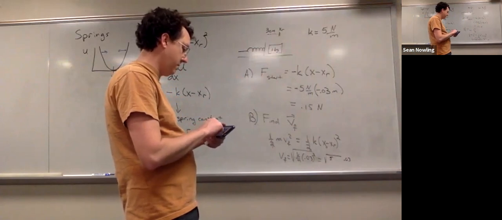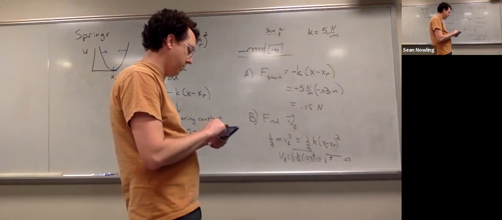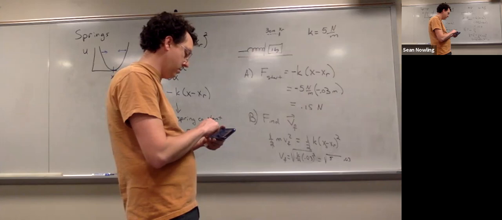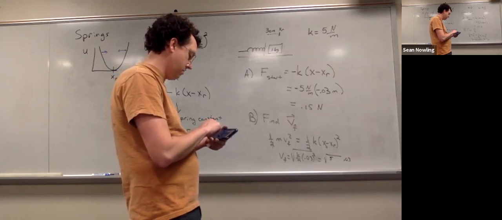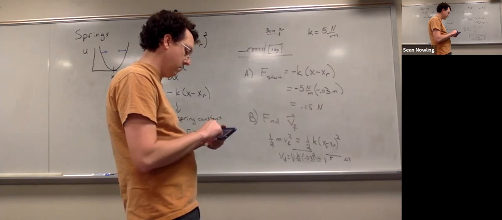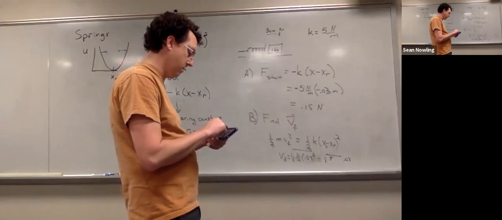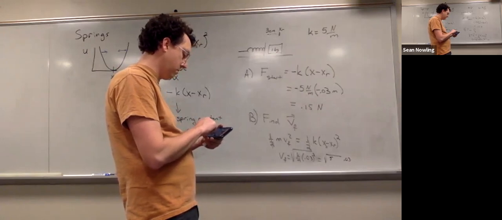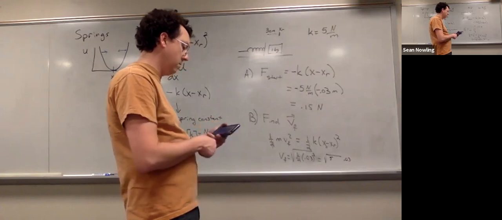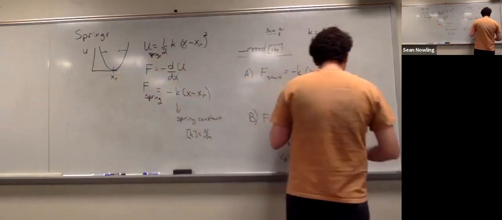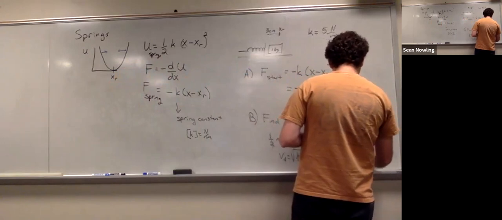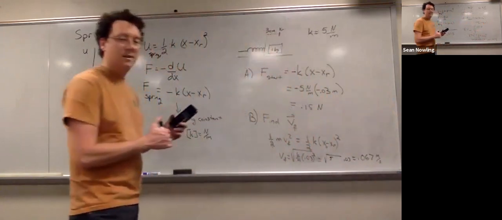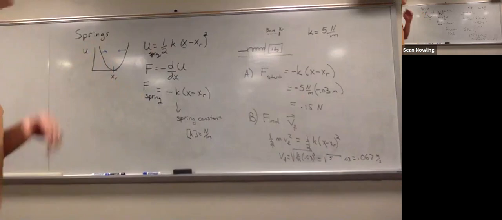So I'm going to get 5 times 0.03 squared, and then take the square root of that answer. 0.03 times the square root of 5 equals 0.067. So, 7 centimeters a second. Not exactly a ball of fire, but this is a pretty weak spring.